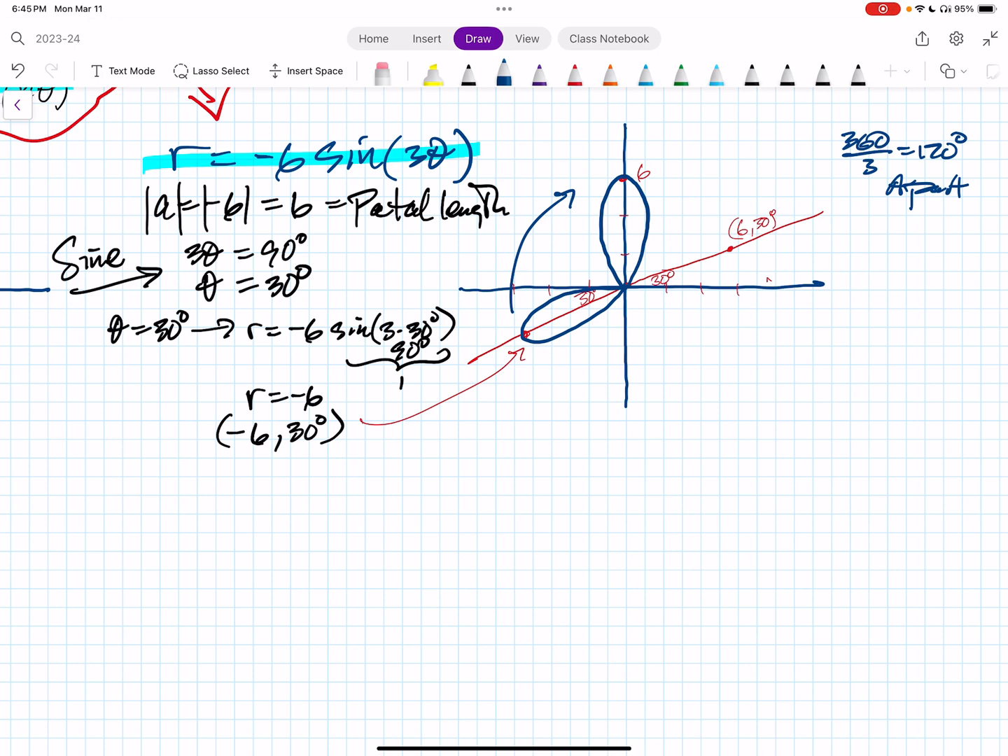And now I need another one that's 120 degrees apart. So I've got to go 90 and 30 more. All right, so now I'm down here. So this is 30 degrees. 90 and 30 is 120. So this is 120 degrees right here. And now what I do is I plot this one. I go 6 units down here. Again, they're all the same length, right? And I graph my next one there.